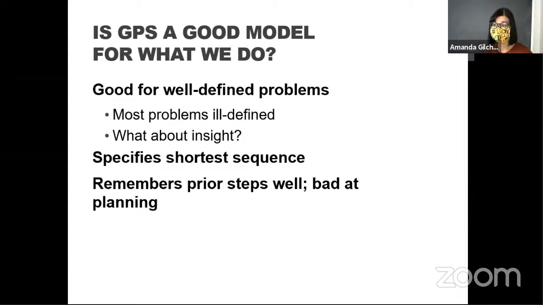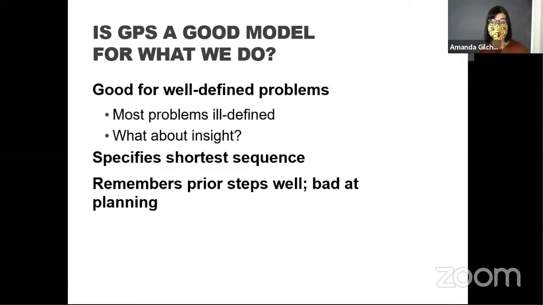They make mistakes. They have to backtrack. They have to start over. And the GPS model is not going to do that. It is going to assume perfect accuracy, perfect strategy use, and no mistakes in specifying this shortest sequence. But that's not how most of us actually solve problems. Most of us do not always take the shortest sequence.